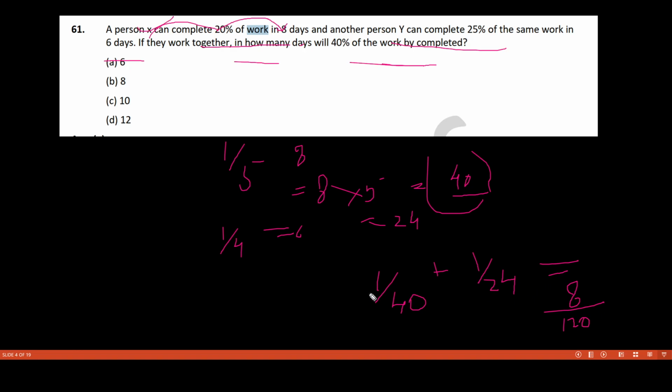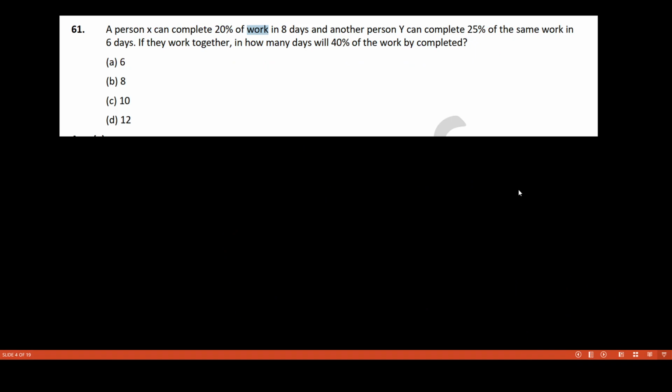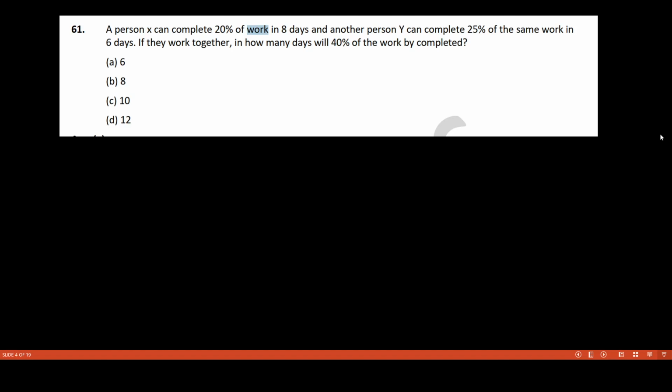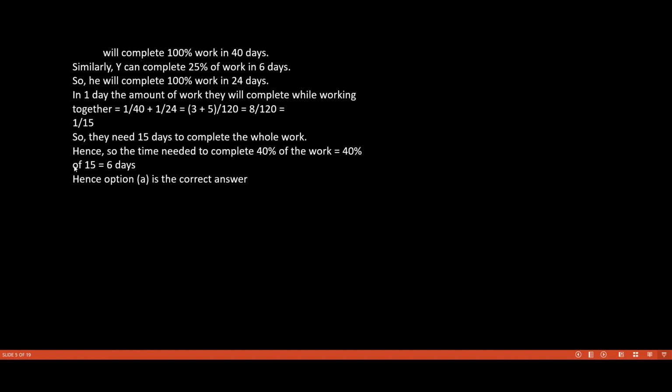And plus, so we'll get what? 8 by 120. So I think you are going to get 1 by 15. So you are going to get 1 by 15. So now what is there, that they need 15 days to complete the whole work.